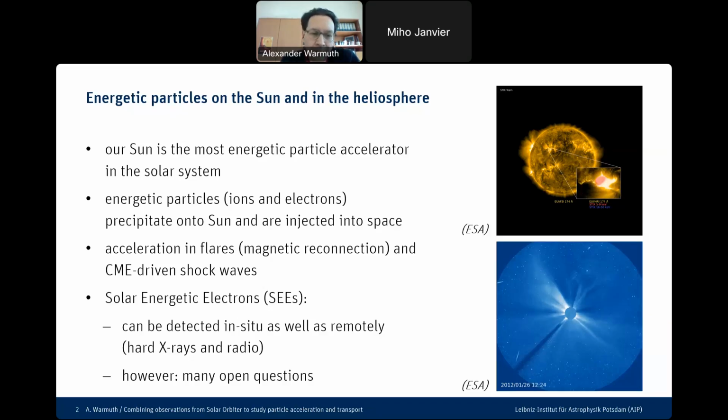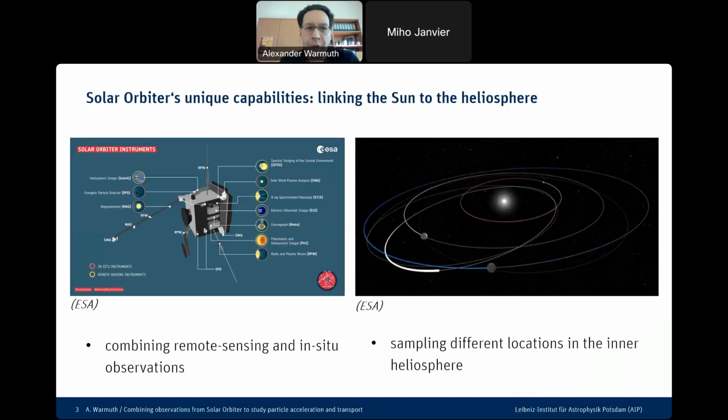However, even though the observational situation is better for the electrons, there are still many, many open questions. We do not really understand fully how the electrons are accelerated, by which mechanism. We do not understand their timing very well. We do not understand how these spectra work. So there's a lot of things that still have to be understood. And our goal is to use Solar Orbiter's unique capabilities to further our understanding of the solar energetic electrons.